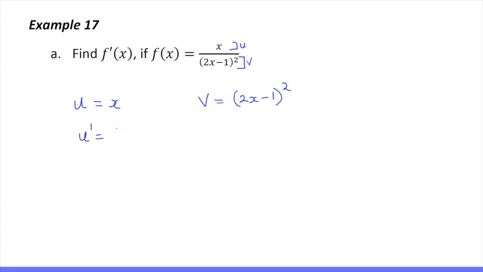u dash is equal to 1 and v dash, this is the chain rule, I'm going to take the 2 out the front, multiplied by the derivative 2, which is equal to 2(2x minus 1).